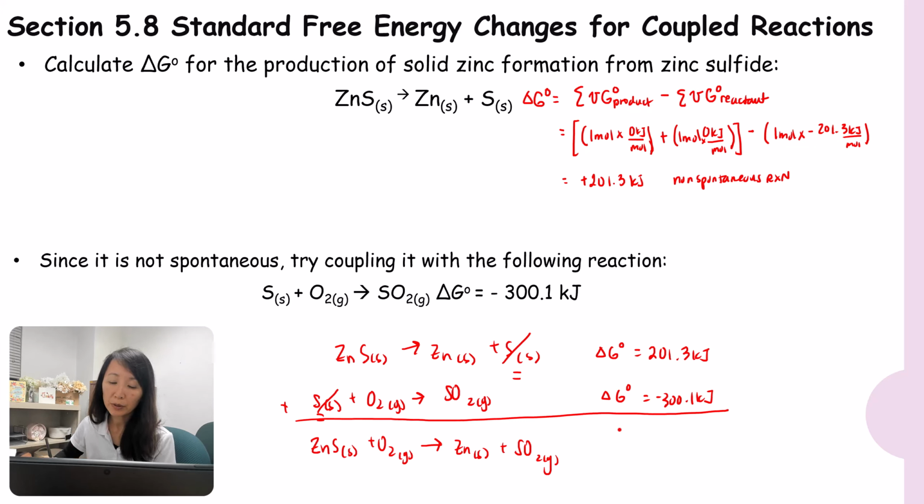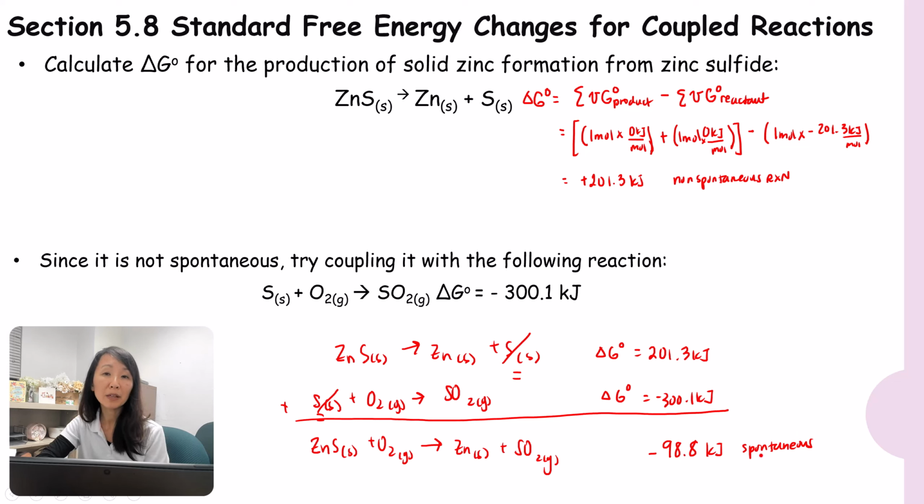But on the portion where it says delta G, you're going to add the top and the bottom together. So 201.3 minus the 300.1, and you would get negative 98.8 kilojoules. So what does that mean? That this reaction now is spontaneous. We can take that non-spontaneous reaction and make it a spontaneous reaction by coupling with another reaction that is highly spontaneous.